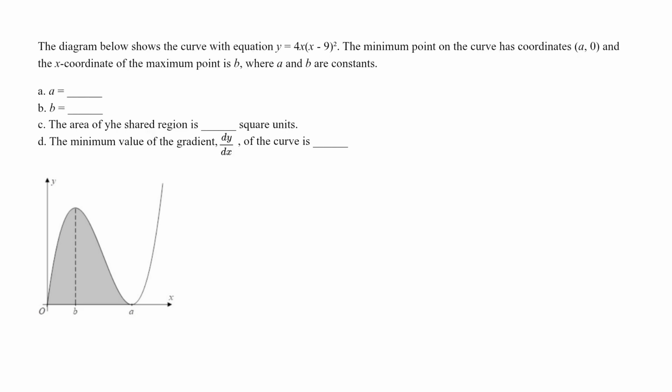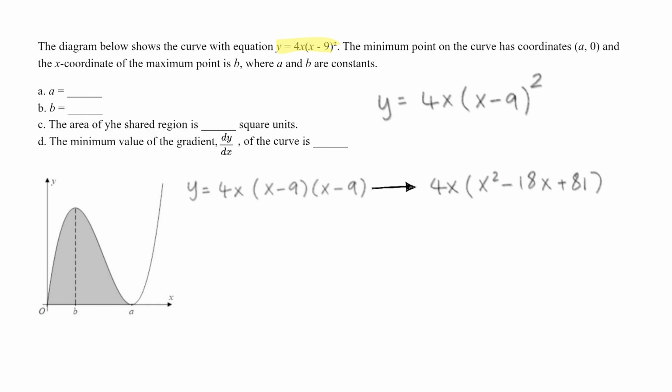Step 1. We need to find A and B. Looking at the graph, these are our stationary points. To find them, we need the derivative, dy over dx. First, let's expand the equation to make life easier. Our original function is y equals 4x times the quantity x minus 9, all squared.